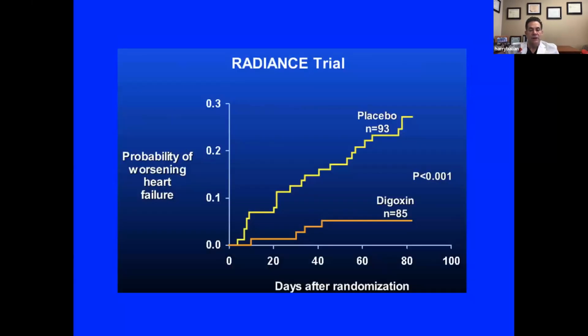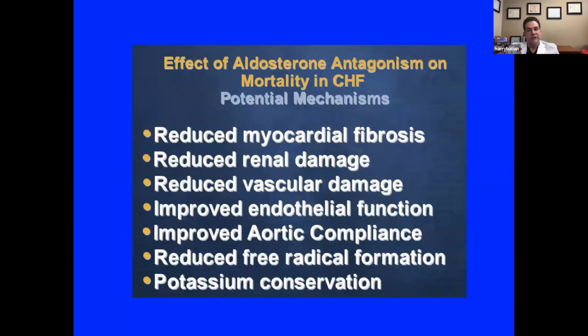Furthermore, the RADIANCE trial showed that in patients who were on digoxin, there was a decrease in the probability of worsening heart failure. As for the effect of aldosterone antagonism on mortality, there are aldosterone antagonists such as spironolactone and eplerenone, which reduce myocardial fibrosis, reduce renal damage, reduce vascular damage, and improve endothelial function, all of those.